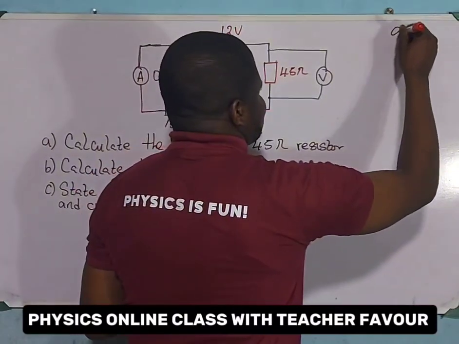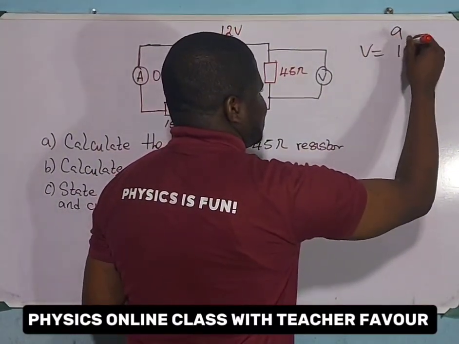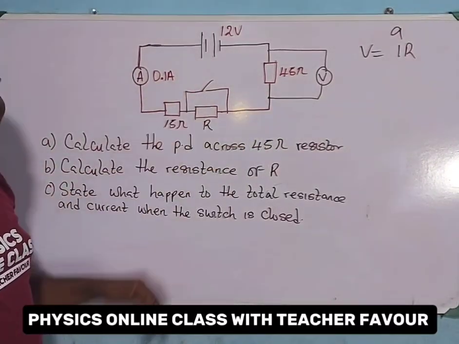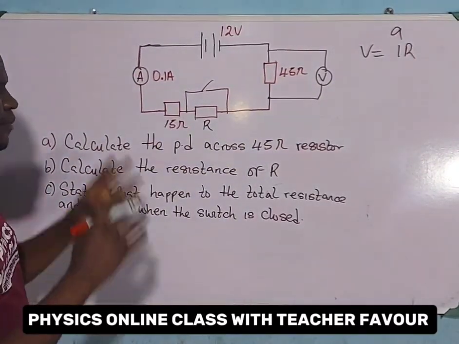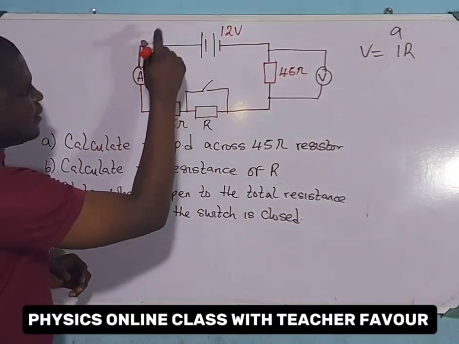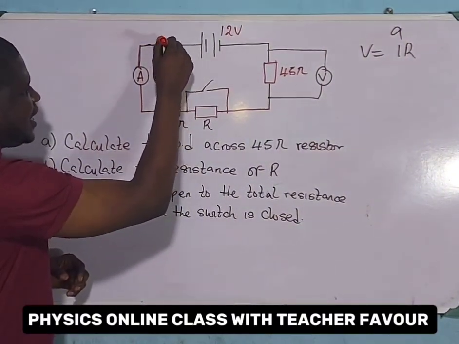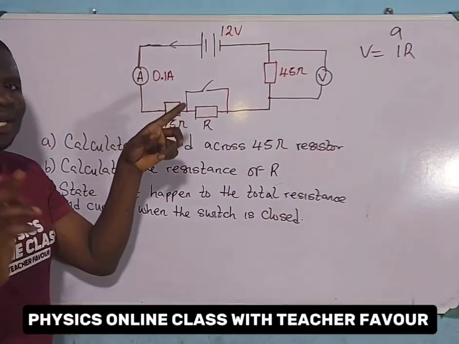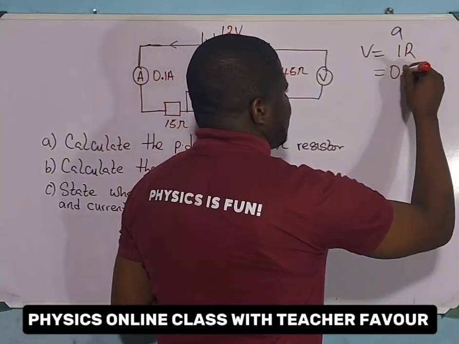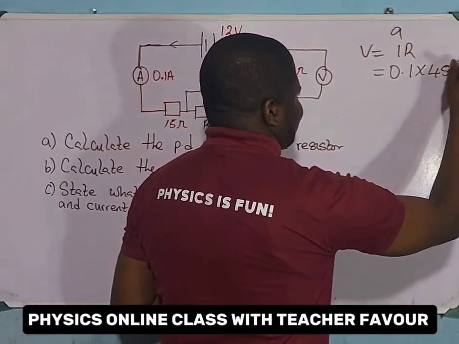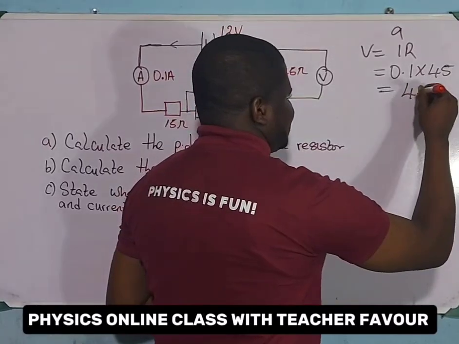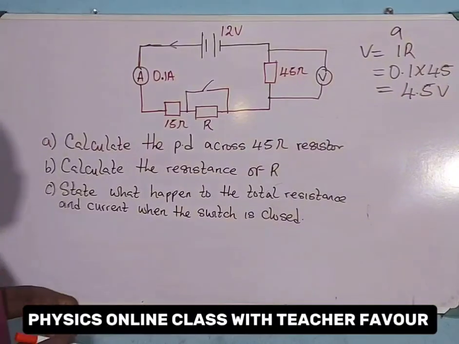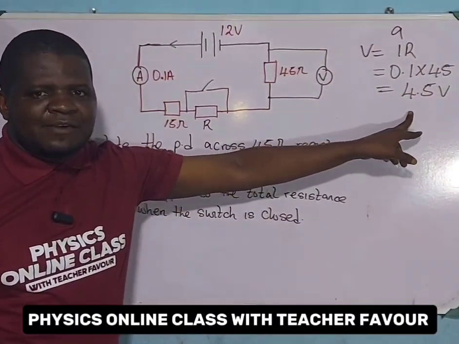For us to calculate this, we make use of Ohm's law, which says that voltage is equal to current times resistance. We have the value for resistance, which is 45. Then from the circuit, let's get the value for current. Looking at this circuit, this is the cell. Current flows in this direction, and the current flows directly to the ammeter, and the ammeter reads 0.1 amp. We now have 0.1 times 45, which is equal to 4.5 volts. So the potential difference across the 45 ohm resistor is equal to 4.5 volts.